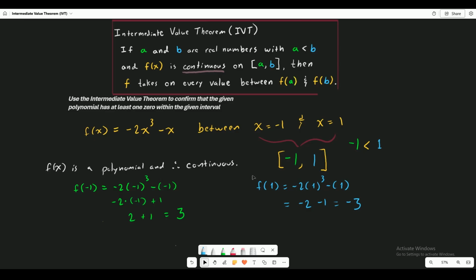Hey, look at that. We went from positive to negative, right? So then there must be a number between negative 1 and 1 that f of x will give me 0 because we went from positive to negative. And remember, no skipping. That's what continuous means. No skipping, no teleporting, no gaps.